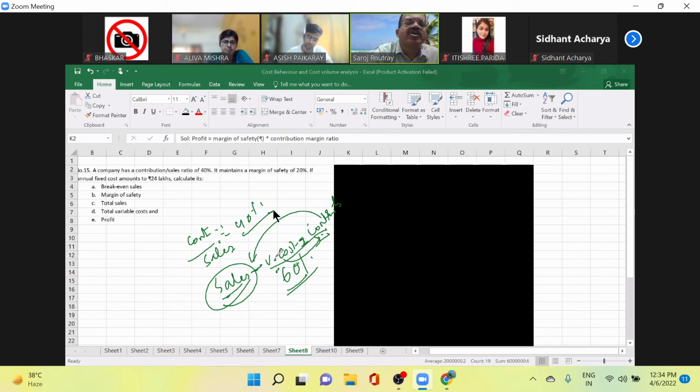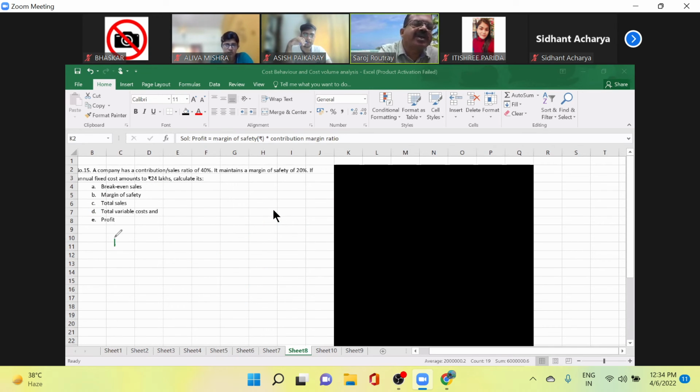Okay. So why have I done this? This you will be applying in point D. Before that, we have got two more pieces of information. It maintains a margin of safety of 20% and a fixed cost amount of rupees 24 lakhs. Okay, margin of safety. What is margin of safety? I discussed that in the beginning.